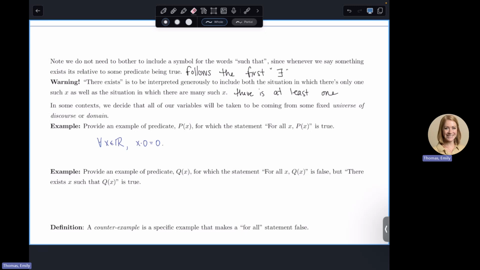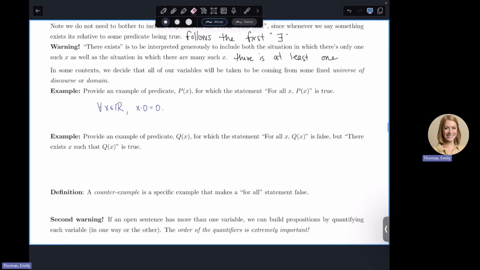So X squared equals 16. Sure we can. Not very creative, Brian, but that's fine. It didn't specify the need for creativity. So for all X in R, X squared is equal to 16. Is that what you said? So this is false.